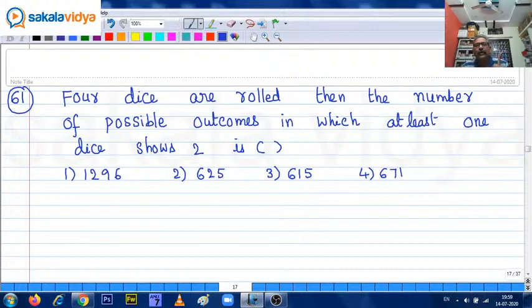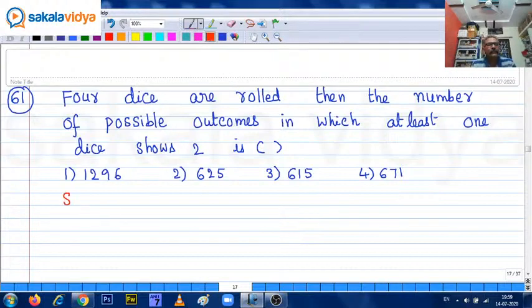The possible outcomes with at least one dice showing 2 is equal to the total number of possible outcomes minus the number of possible outcomes in which no dice shows 2. So that we need to do now. Right, let us write now.